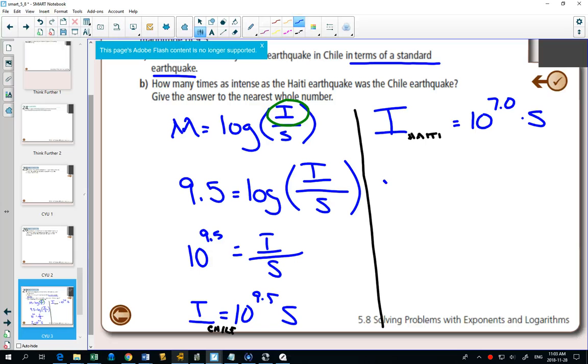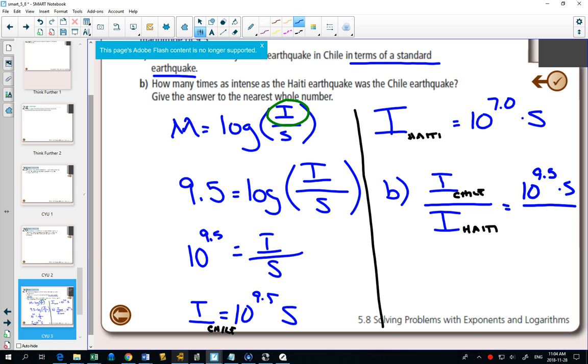So in part B, when you're comparing them, you can take the Chile one and divide it by the intensity of the Haiti one, which is 10 to the 9.5 times S over 10 to the 7.0 times S. What's going to happen with the S's? They're going to simplify away. And what are we going to do with the exponents? Power laws, you're going to subtract. So the answer is going to be 10 to the 2.5.